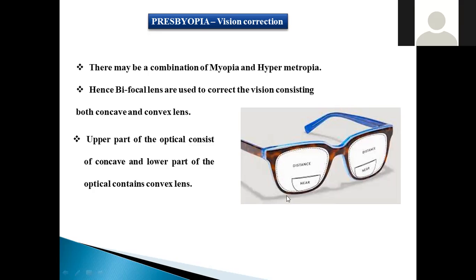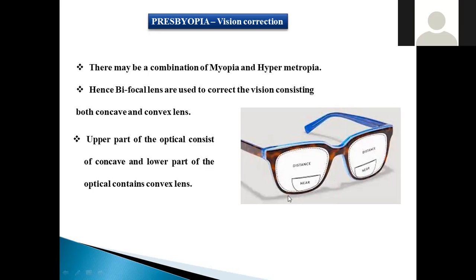Okay, so in order to read the newspaper, the convex lens will be useful. If you want to see any board which is present far away, in that case the concave lens will be utilized. In this way, a bifocal lens is nothing but a combination of concave and convex lens. The upper portion consists of a concave lens, which is used to visualize objects at far distances. If you want to see a hoarding or any board, in that case the concave lens is utilized. If you want to read the newspaper, the convex lens can be utilized.